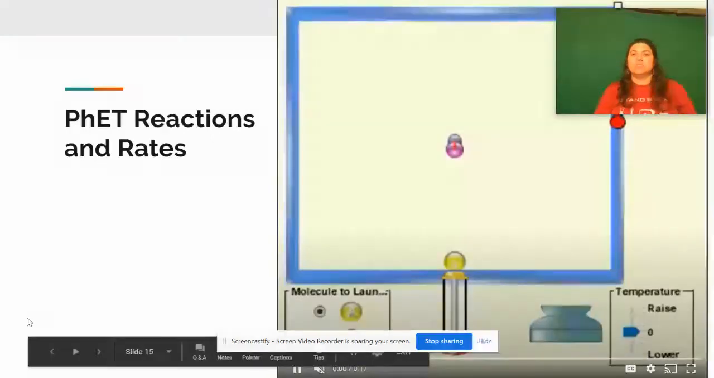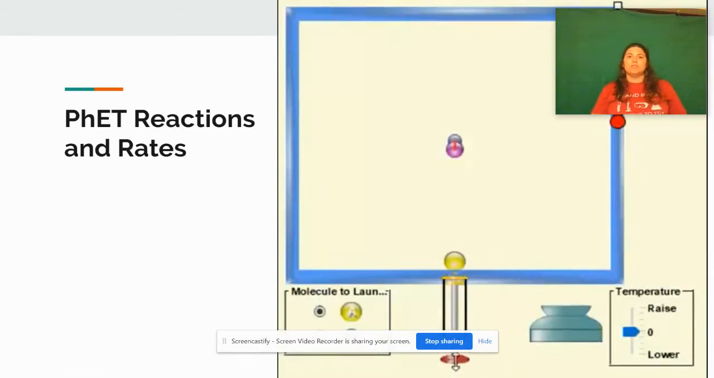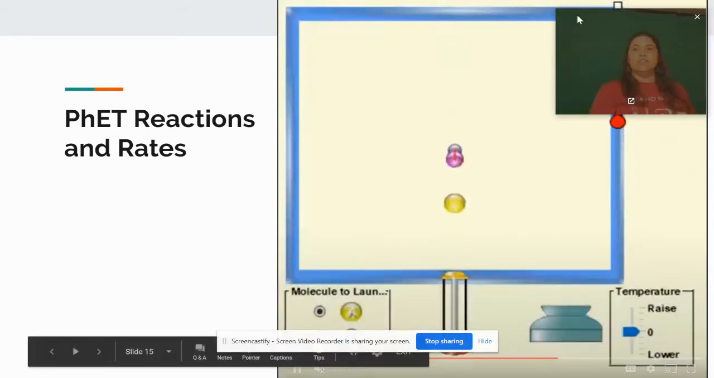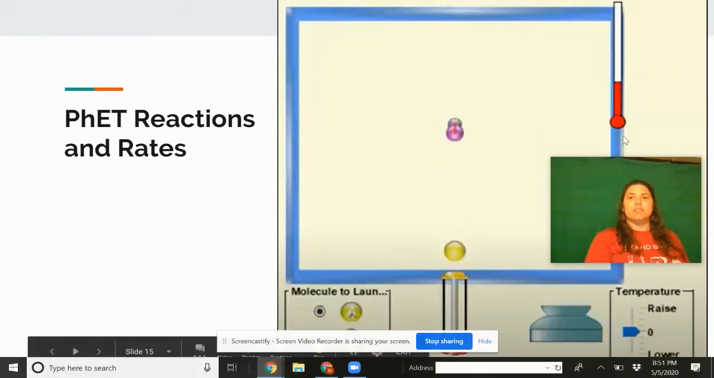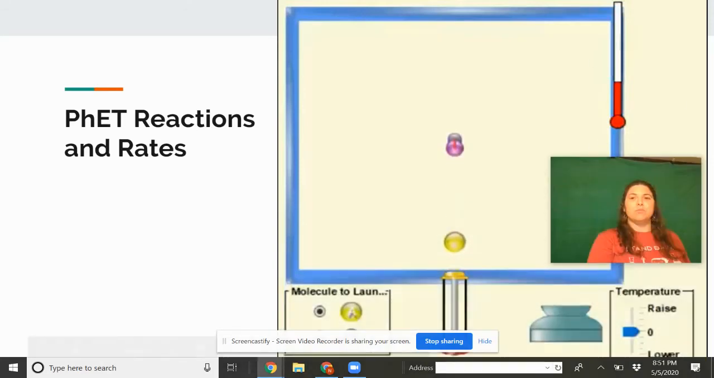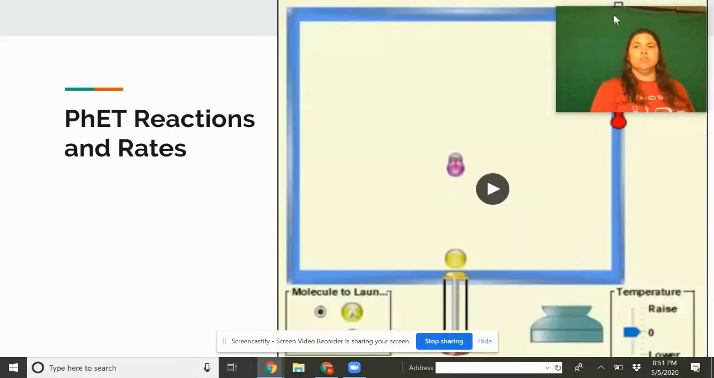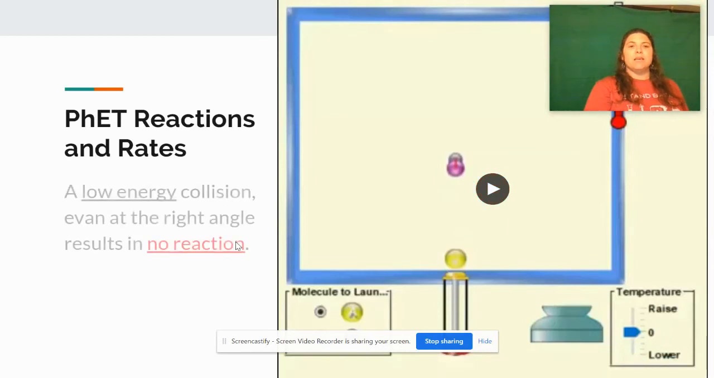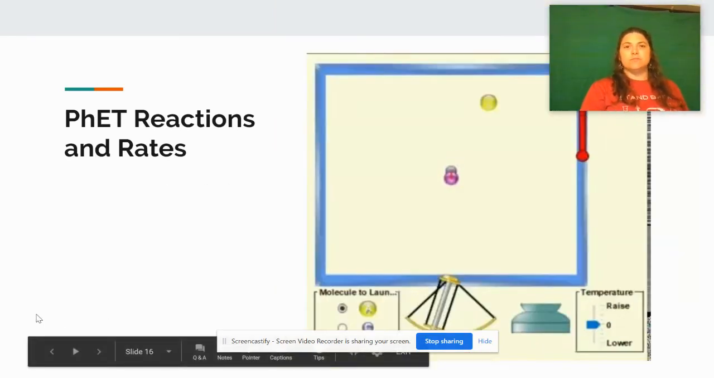Okay, so let's take a look at what that looks like on the particle level. This particular example is going to show you the correct orientation, but a very low energy. The low energy is indicated by this little temperature thing right here being pretty low, so that's showing it's at a low temperature. And with a low energy collision, you won't get a reaction.